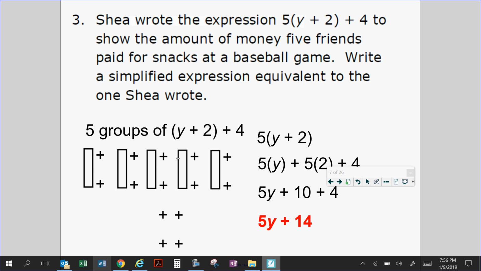y, plus 2, plus 2, plus 2. So I drew y plus 2, 5 groups of it. And then I draw plus 4. So what did I draw in all? I drew 5 y's, and then I drew plus 14. There's 14 positive. So 5y plus 14.